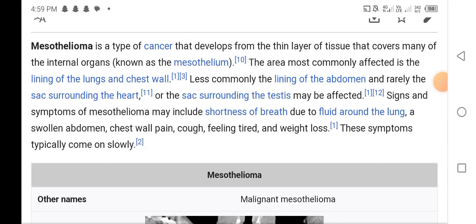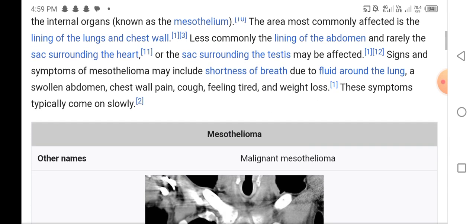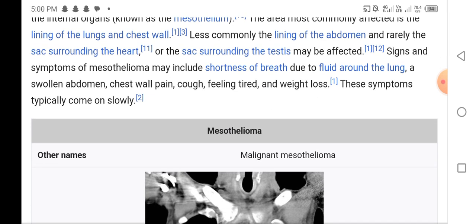Today we are talking about what is mesothelioma. Mesothelioma is a type of cancer that develops from the thin layer of tissue that covers many of the internal organs. The area most commonly affected is the lining of the lungs and chest wall. Less commonly, the lining of the abdomen and, rarely, the sac surrounding the heart.